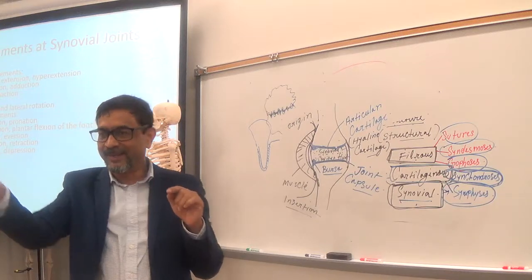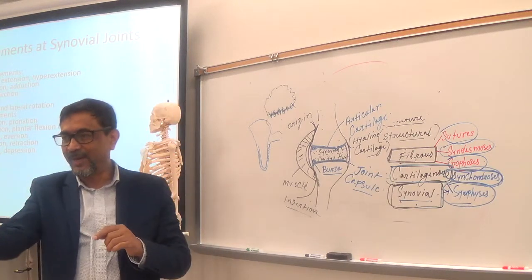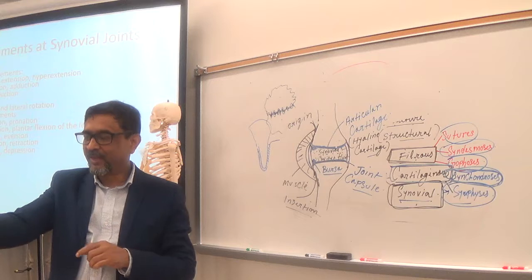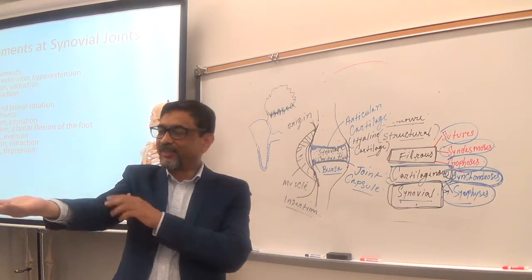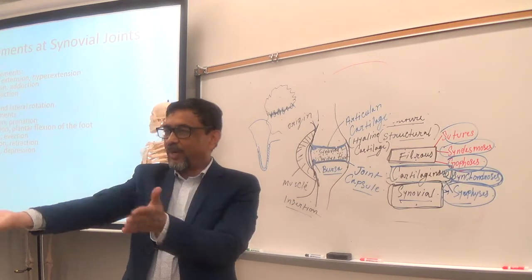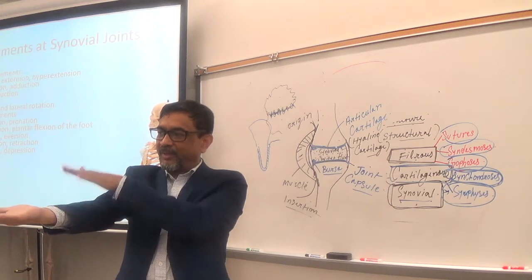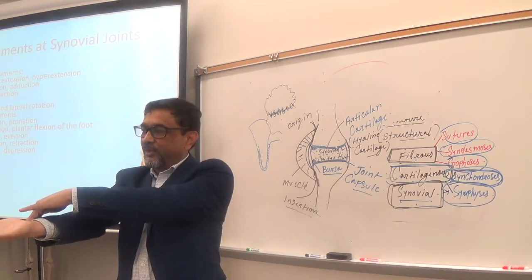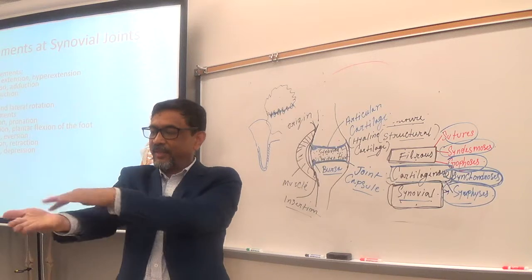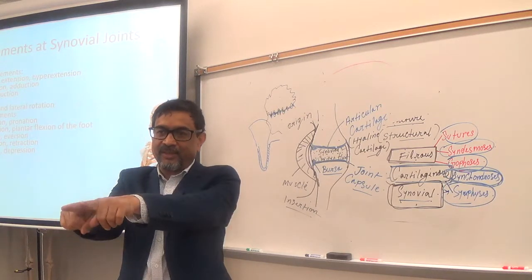So where you are ending, that is the movement, okay? Supination, pronation. Now when you do pronation, this is interesting. In normal anatomical position, when your hand is like this, your radius and ulna are side by side. This is radius, this is ulna, okay, like this.